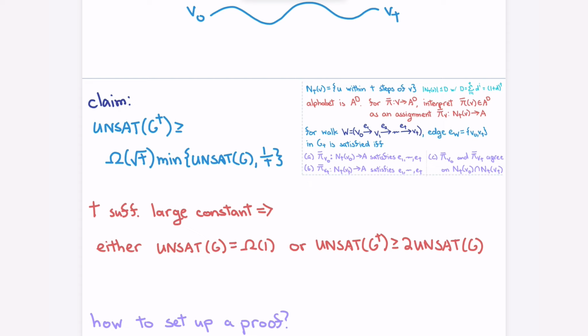So the claim is that our unsat, we're trying to make it bigger. It'll go up by at least square root of t compared to before. At least when unsat G is small. So when unsat G is big enough, then you don't care. So as long as unsat G is small, t is some constant, it'll go up by at least the square root t factor. So if t is sufficiently large, then, for example, you'll go up by a factor of 2.